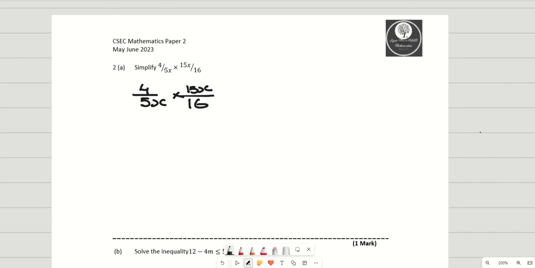Now we treat this as we would treat multiplication of fractions, right? When we're doing multiplication of fractions, you compare the numerator and the denominator. So we say, 4 into 4 is 1, and 4 into 16 is 4. And then the x's will cancel out. 5 into 5 is 1, 5 into 15 is 3. So the answer here would be 1 by 3 is 3, 1 by 4 is 4. So the answer for this is 3 over 4.